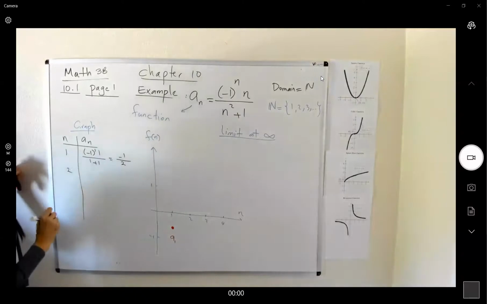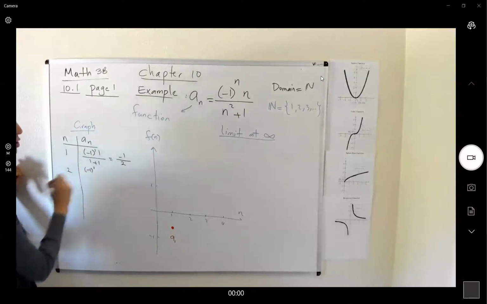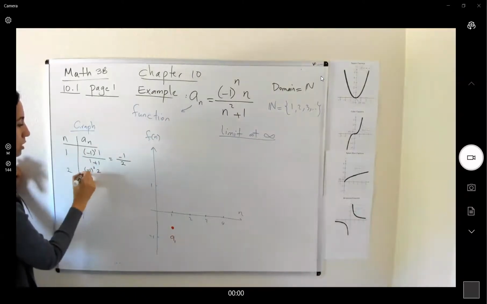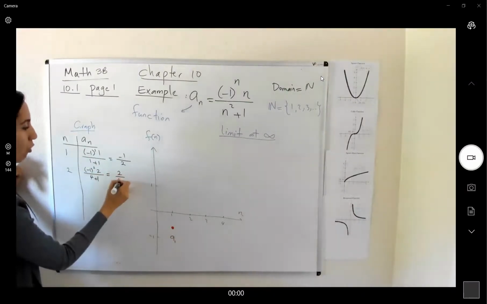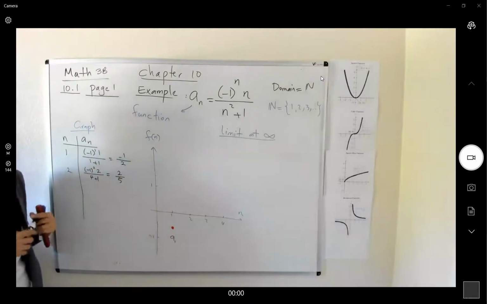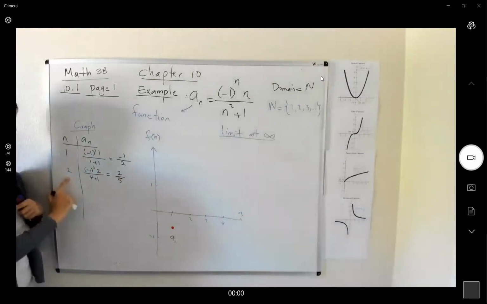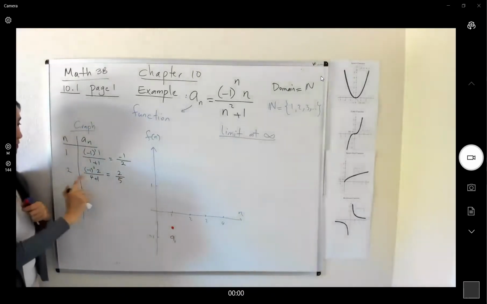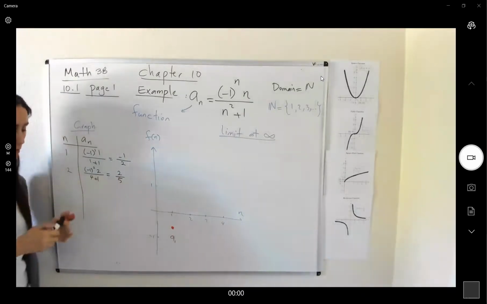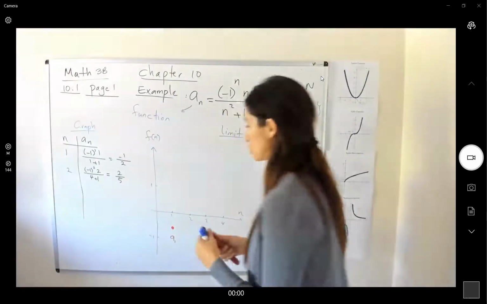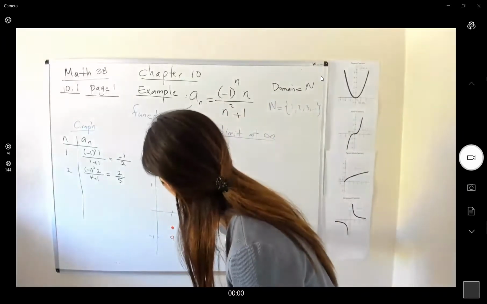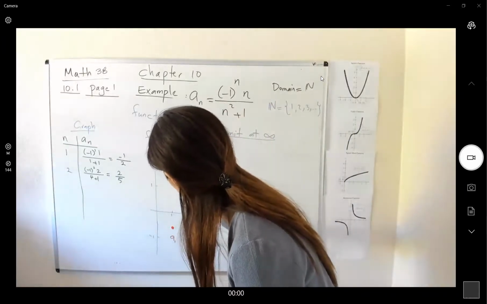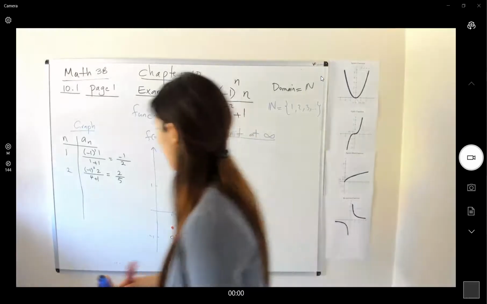Okay, let's plug in more values. Suppose n is equal to 2. We get -1 squared times 2 divided by 4 plus 1, which is 2 over 5. Very well. When n is even, you get a positive number. 2 over 5 is going to be roughly here. A sub 2.